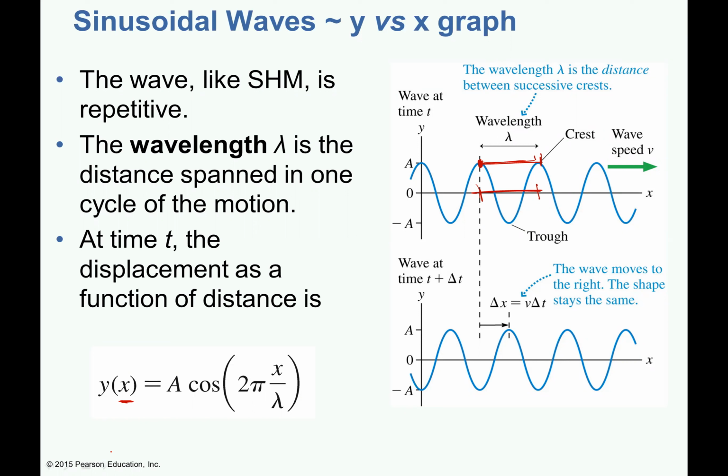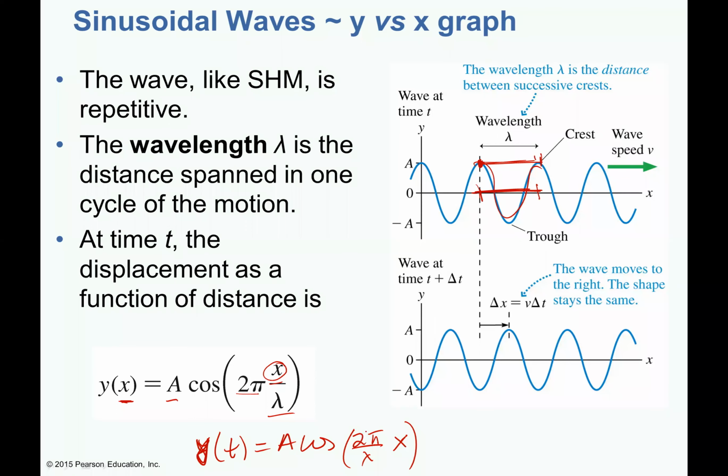So this is a new type of equation, right? y is a function of position, and this equals amplitude times the shape of the graph, which is cosine. Then the argument is 2 pi times x, where x is some distance, divided by the wavelength. That means we can say y, vertical position as a function of position, equals a cosine of 2 pi over the wavelength, then times x.